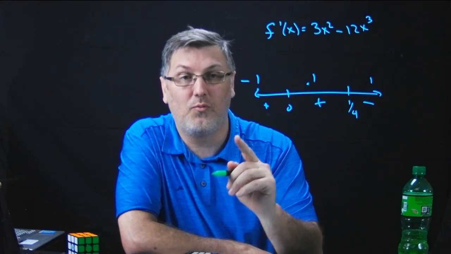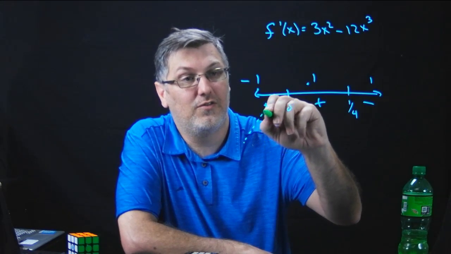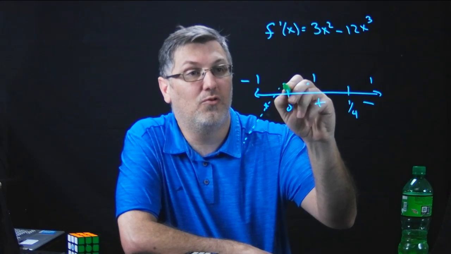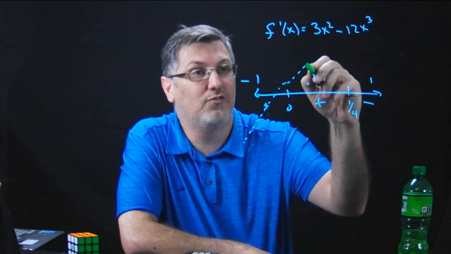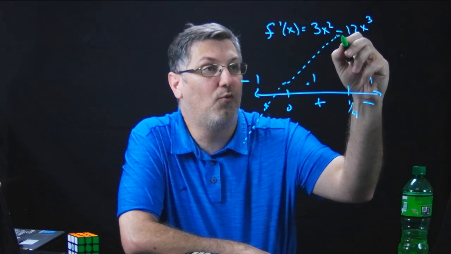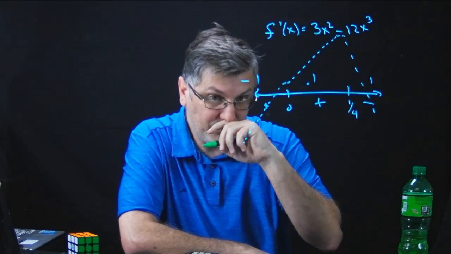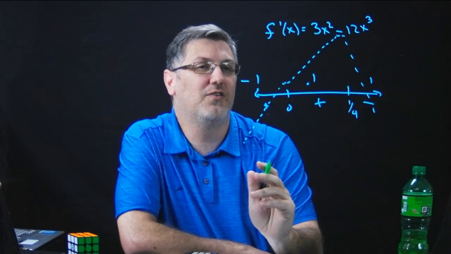So you go back to algebra 1, positive slope looks like this. And then when you get to 0, you have no slope, and then you're going positive slope again. Then we get to 1/4, and we're going down like this. So define relative max and relative mins.